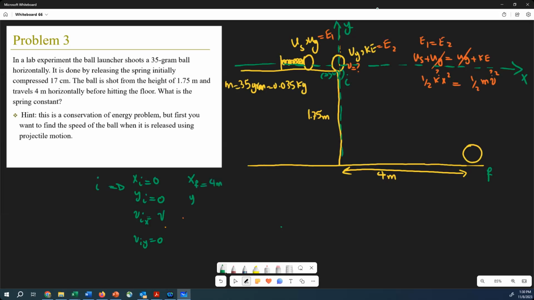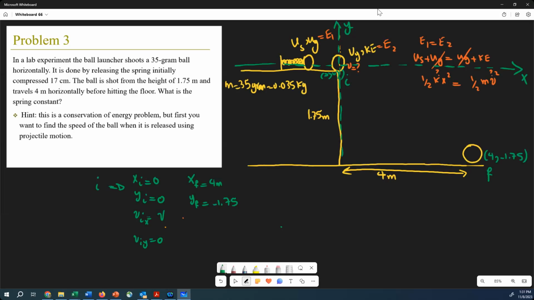What is the YF? 1.75. No. Zero. No. Negative. Perfect. Negative 1.75. Yes. When the ball is here, it is 4 and negative 1.75, based on the coordinate system. Good. So what do I do here? What information do I have? That's it.